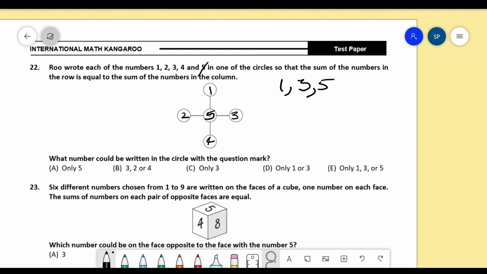So our answers are 1, 3, and 5, which means 1, 3, or 5 is option E. So for 8, our answer is E.